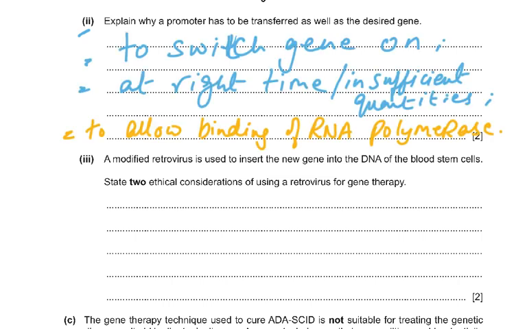So the promoter is needed to switch the gene on, and it should be turned on at the right time so that the protein is produced in sufficient quantities, and then to allow the binding of the RNA polymerase.